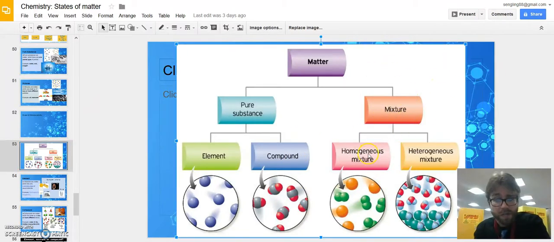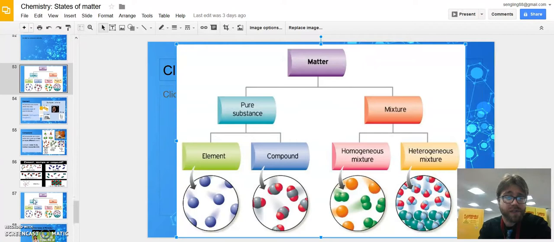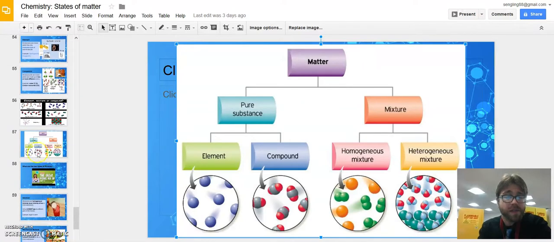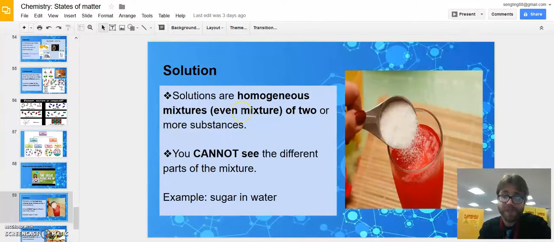Alright, we got two different types of mixtures. We've got a homogeneous mixture and a heterogeneous mixture. But let's give them some names that are a little easier to understand, okay? So, a homogeneous mixture is the same thing as a solution. So we have solutions and mechanical mixtures. Those are two types of mixtures.